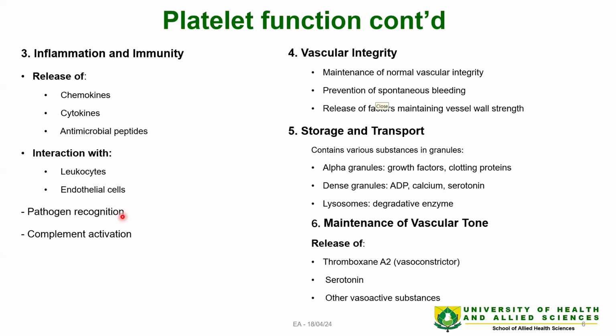Aside from that, platelets also play a role in recognizing pathogens, and this also involves complement activation. When complement proteins are activated in this process, they produce some activated platelet components which are deposited on the surface of the pathogen. When these substances are found on the surface of the pathogen, it makes it easy for immune cells to recognize that these cells are not from a human source, and so they should be destroyed.